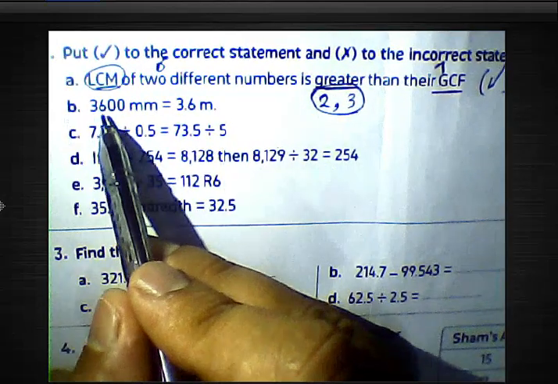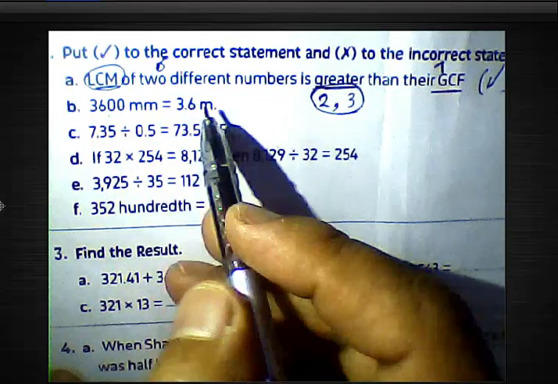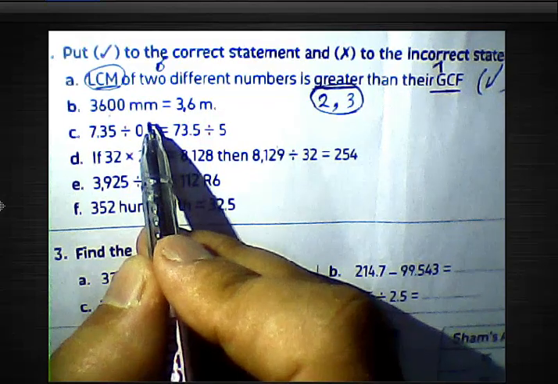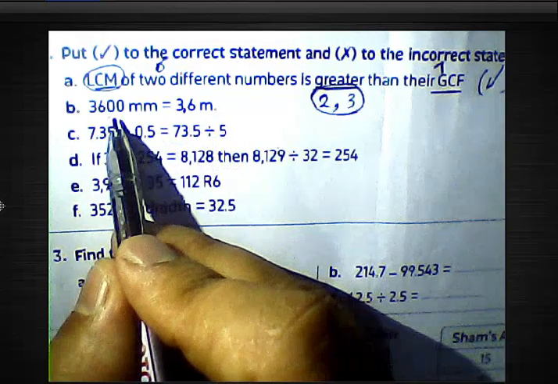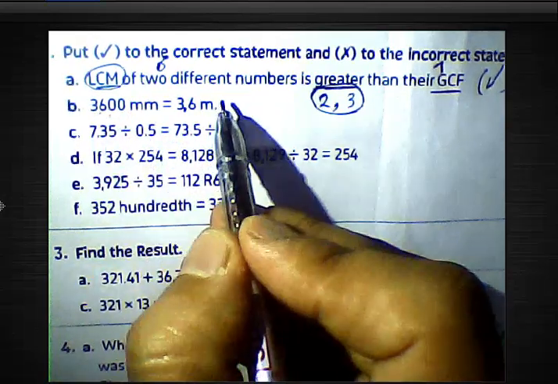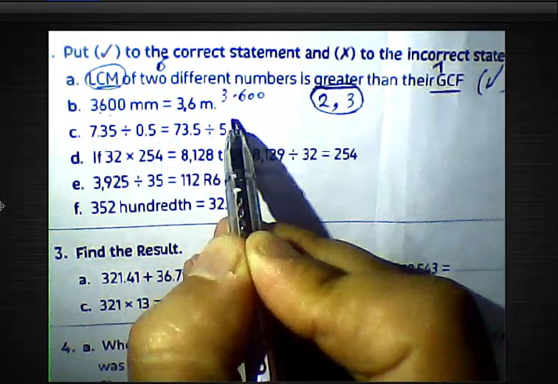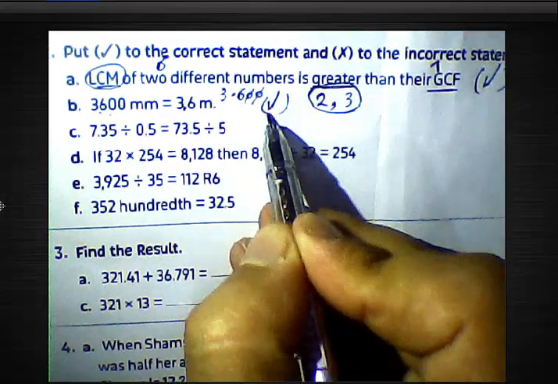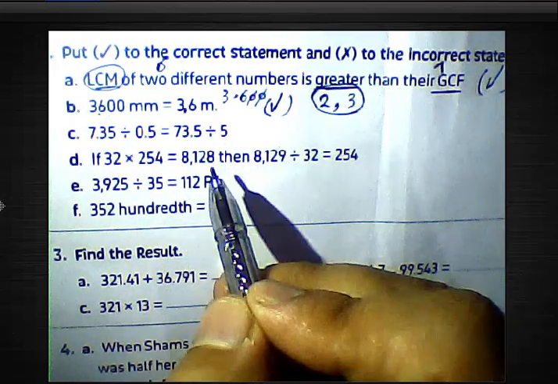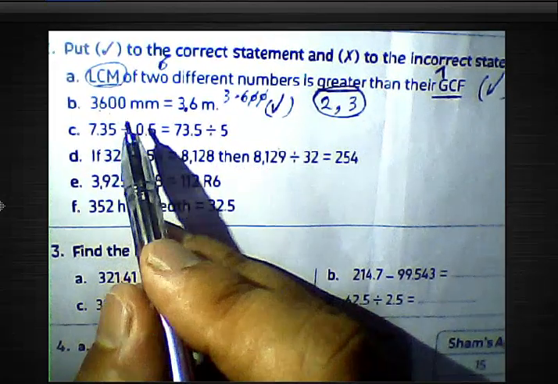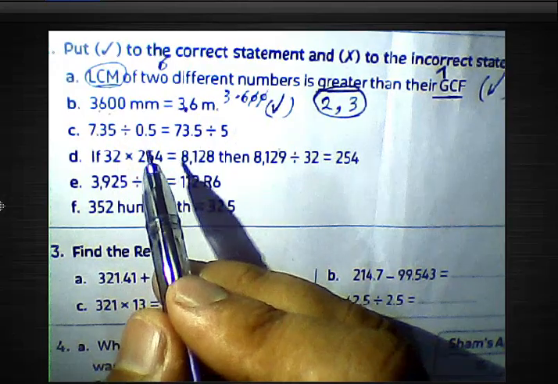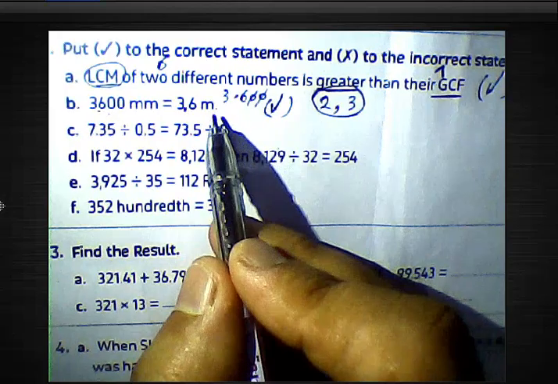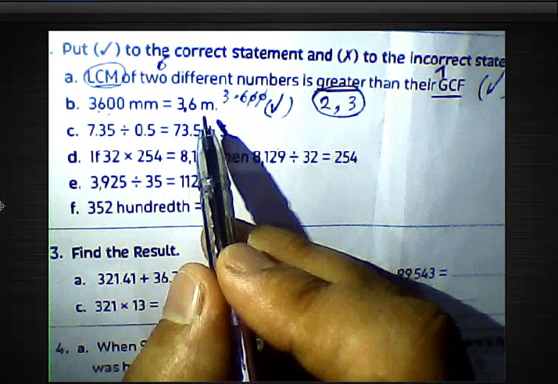Letter B. 3,600 millimeter equals 3.6 meter. True or false? We know if we want to convert from millimeter to meter, we must divide by 1000. So we must put the point after 3 digits here. The result will be 3.600. We can cancel the double zero behind the decimal number, so it will be true. The result will be 3.6 meter. Because we convert from millimeter to meter, we must divide by 1000. But the inverse operation, from meter to millimeter, we must multiply by 1000.